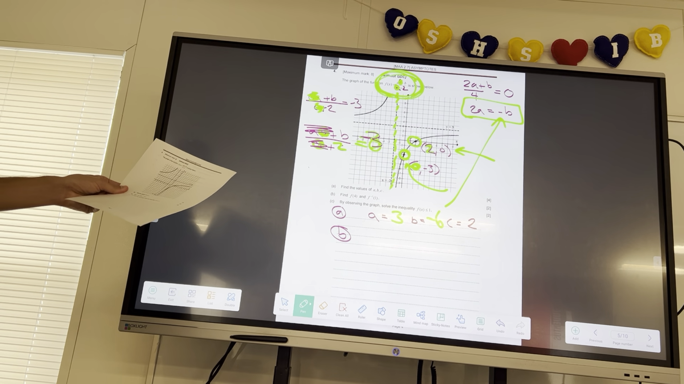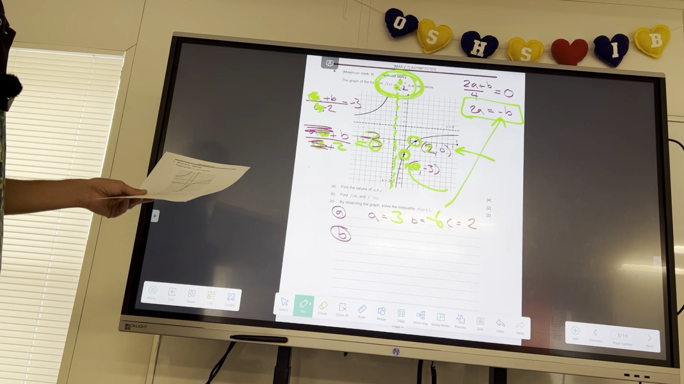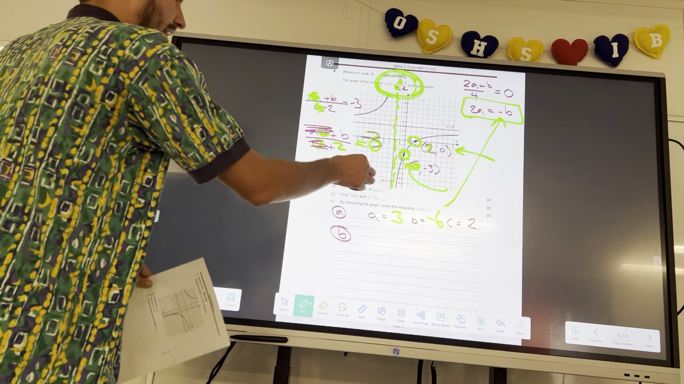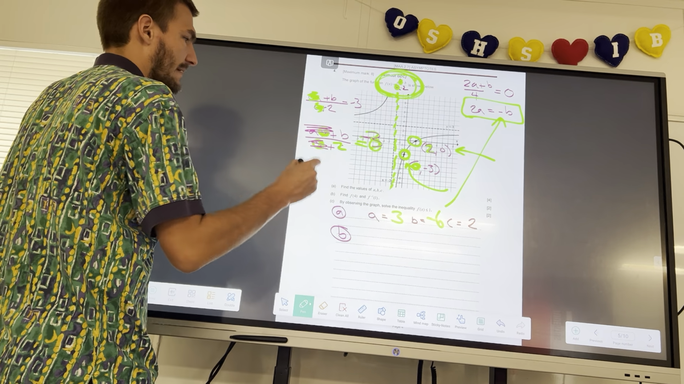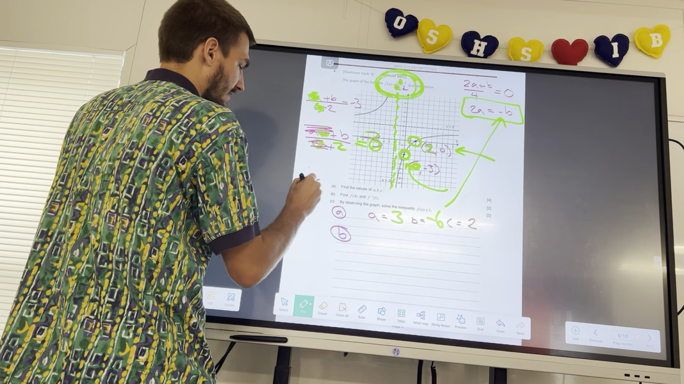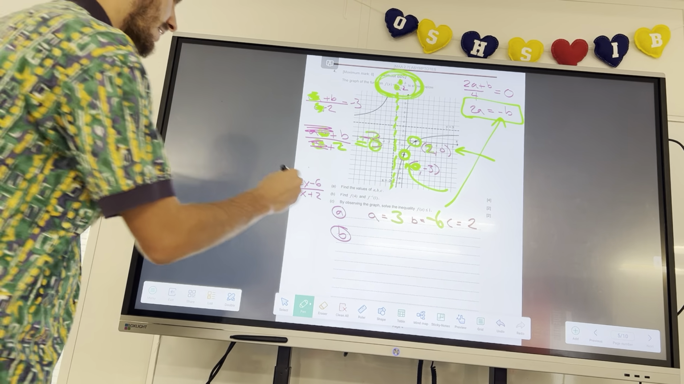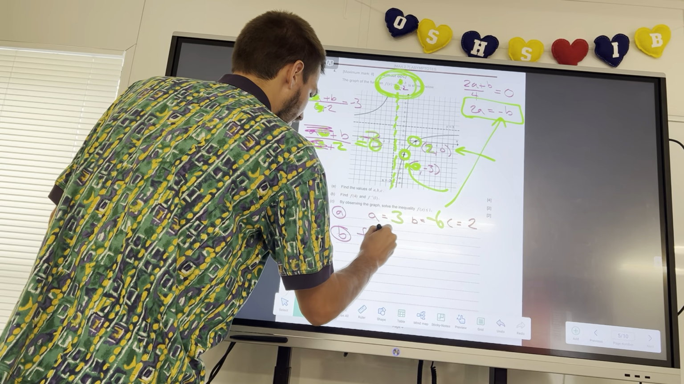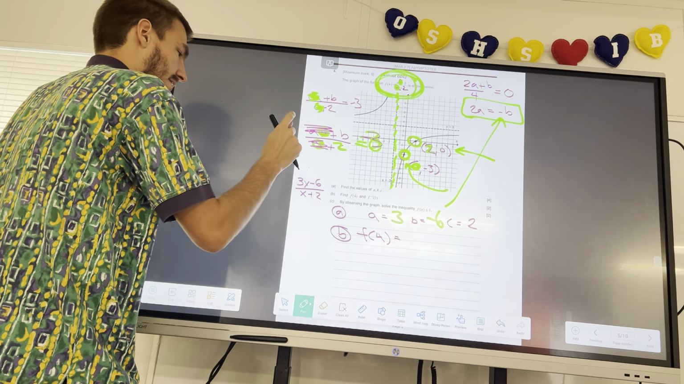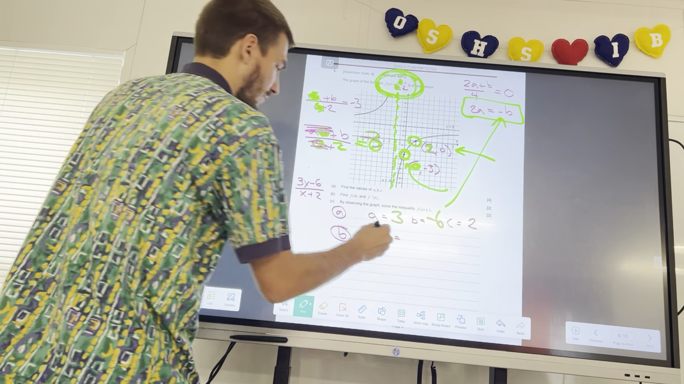B, find f of 4. Okay, f of 4, that should be pretty easy. That just means plug in a 4. And we now know what A, B, and C is. So let's make our full equation. The A is 3, the B is negative 6, and the C is 2. So tell me what f of 4 is equal to. 3 times 4 is 12, minus 6 is 6. 6 plus 2 is, okay, it's just going to be 1.